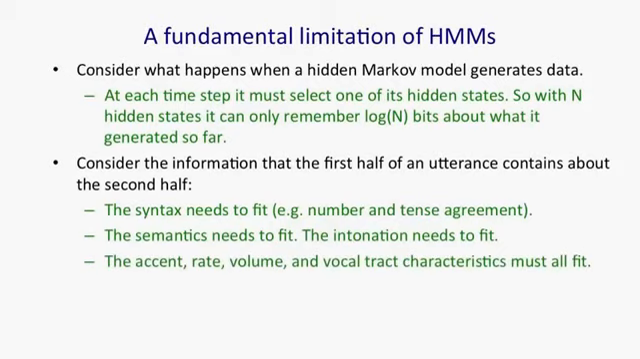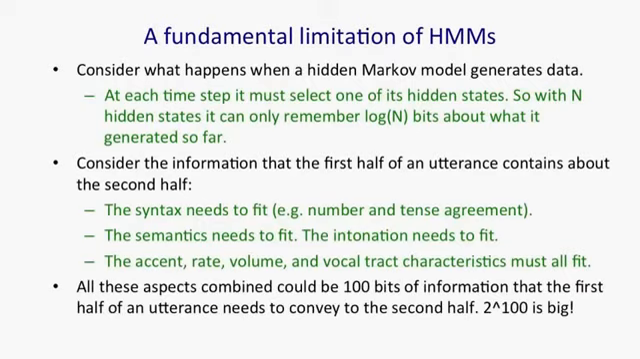The accent of the speaker, the rate they're speaking at, how loudly they're speaking, and the vocal tract characteristics of the speaker. All of those things must fit between the second half of the sentence and the first half. And so if you wanted a hidden Markov model to actually generate a sentence, the hidden state has to be able to convey all that information from the first half to the second half. Now the problem is that all of those aspects could easily come to 100 bits of information. So the first half of the sentence needs to convey 100 bits of information to the second half, and that means the hidden Markov model needs 2 to the 100 states, and that's just too many.